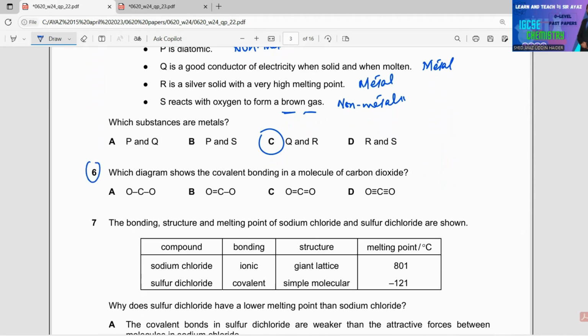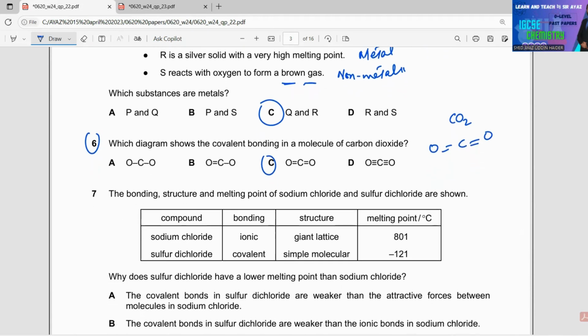Number 6. Which diagram shows the covalent bonding in a molecule of carbon dioxide? Carbon dioxide forms double covalent bonds with 2 oxygen atoms. This is the formula of carbon dioxide. So C must be the right answer. We have double bonding between each oxygen atom with this carbon. So C must be the right answer in this case.